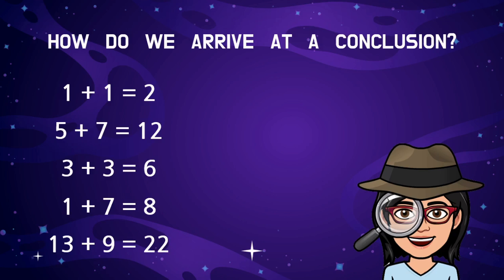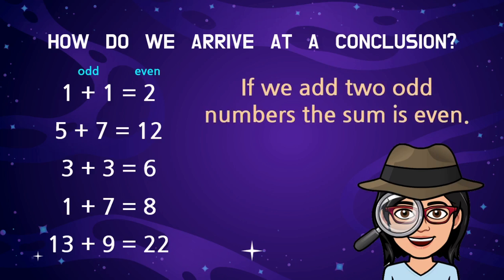Okay? Ano ba yung common sa kanila? So, if we're going to study it closely, we will notice that the addends, o yung mga numbers na ina-add natin, they are all odd numbers. While yung ating sum, o yung mga sagot natin, all of them are even numbers. Ayan. Based on this observation, we could arrive at a conclusion. If we add two odd numbers, the sum is even. Yan. So, yan ang example on how we could write a conclusion.